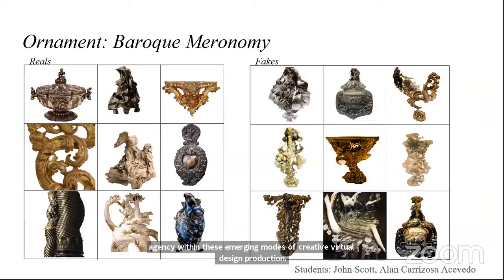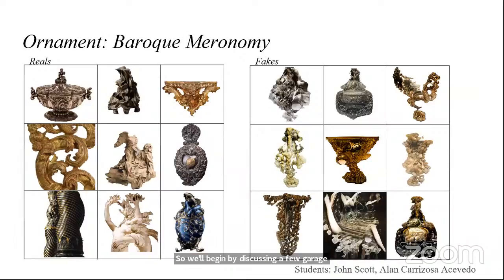So we'll begin by discussing a few projects from our research lab that this workshop stemmed from. The first one is called Baroque Moronomy. The workflow initiates by training a StyleGAN on a curated dataset of images of Baroque objects, generating new expressions and articulations of the Baroque.